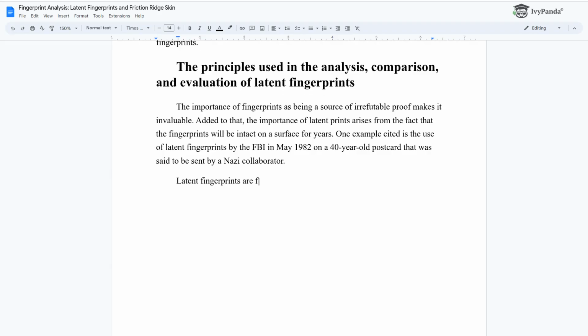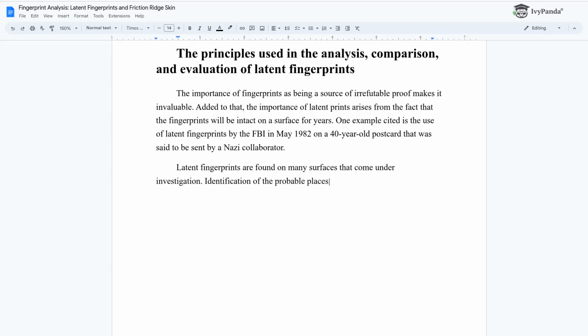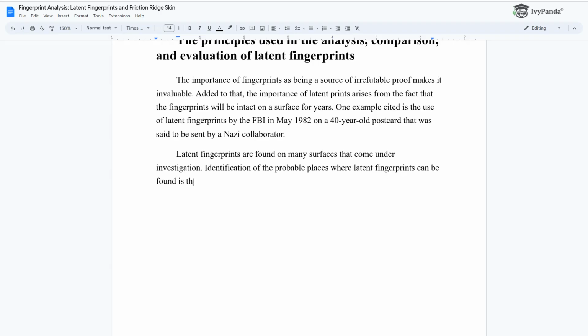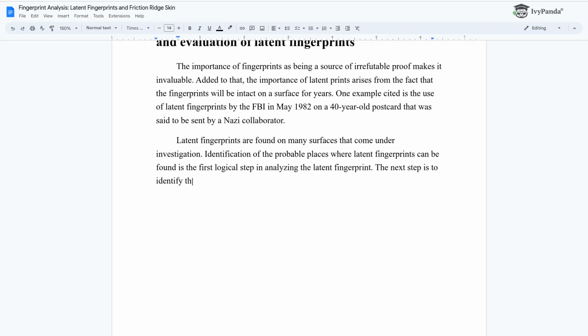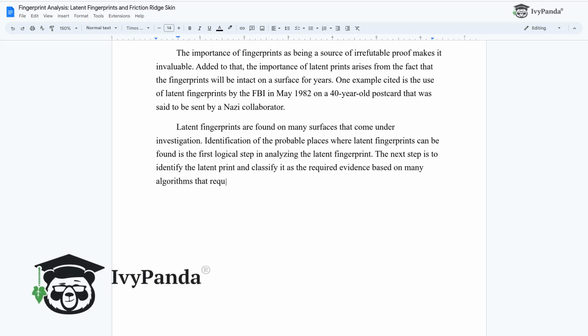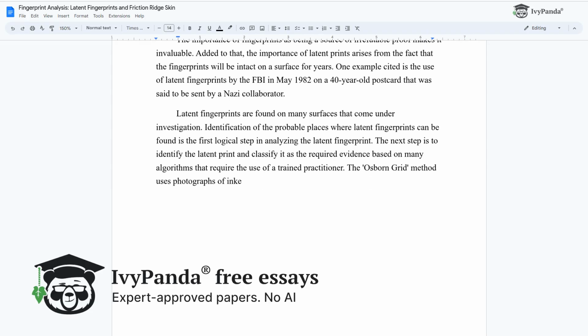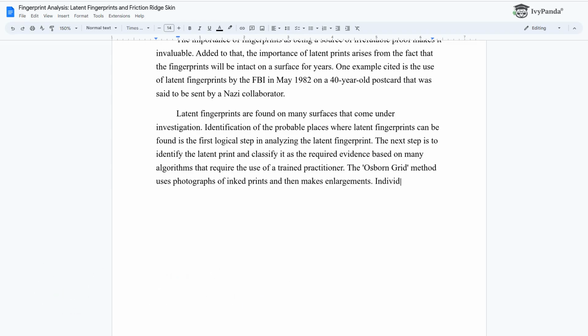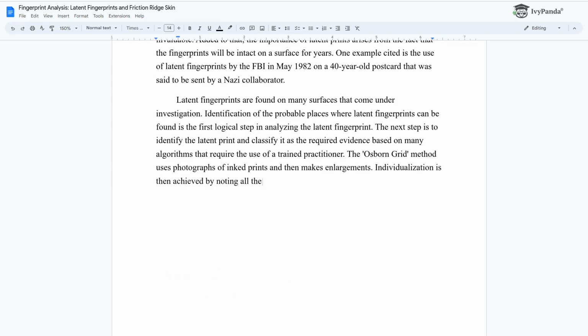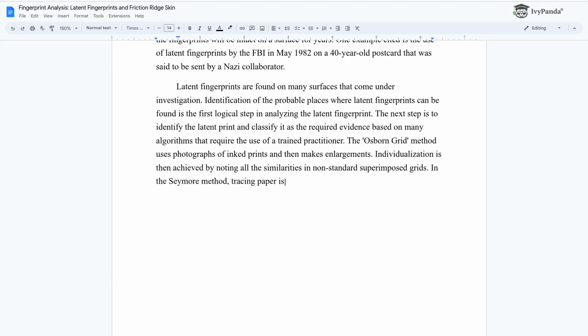Latent fingerprints are found on many surfaces that come under investigation. Identification of the probable places where latent fingerprints can be found is the first logical step in analyzing the latent fingerprint. The next step is to identify the latent print and classify it as the required evidence based on many algorithms that require the use of a trained practitioner. The Osborn Grid method uses photographs of inked prints and then makes enlargements. Individualization is then achieved by noting all the similarities in non-standard superimposed grids. In the Seymour method, tracing paper is used to compare prints and superimposition.